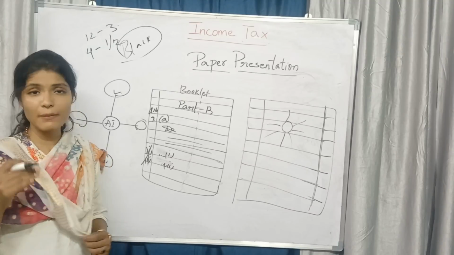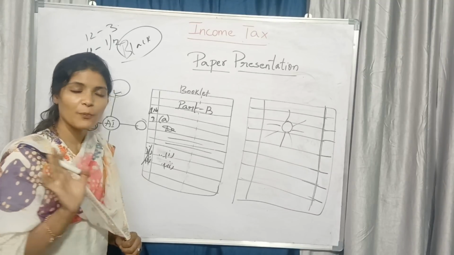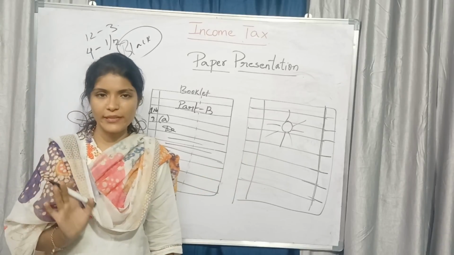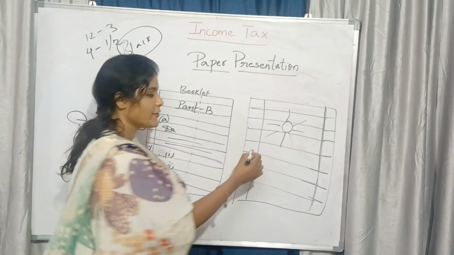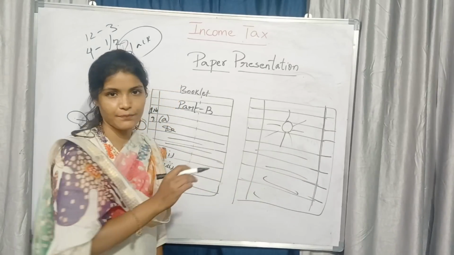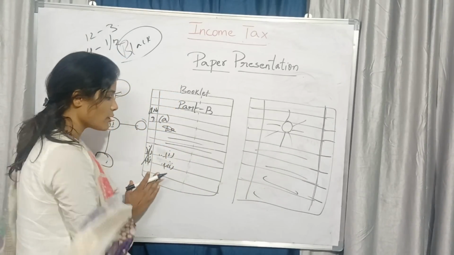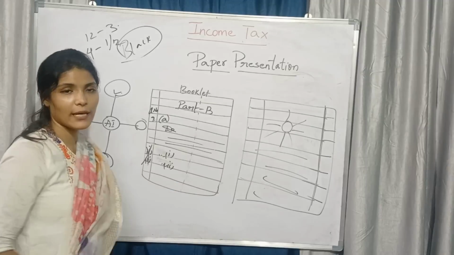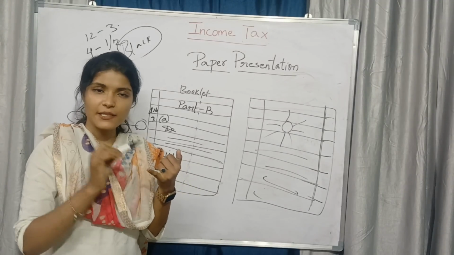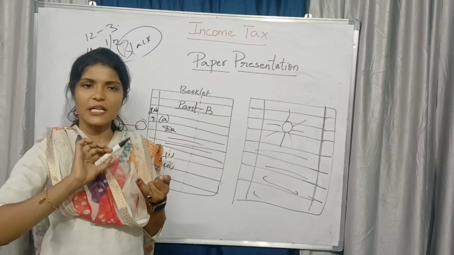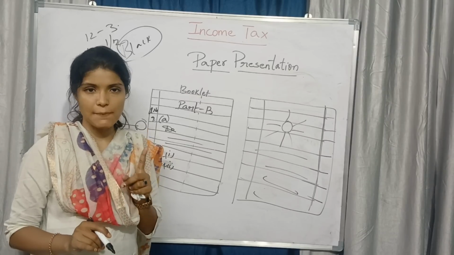Next, when you are attempting a problem, attempt your problem on a fresh page only. For example, here your answer has ended. Try to write something and finish this page. After that, when your new page comes, start there. For example, income from salaries starts on a new page, income from house property starts on a new page. Working notes are compulsory.